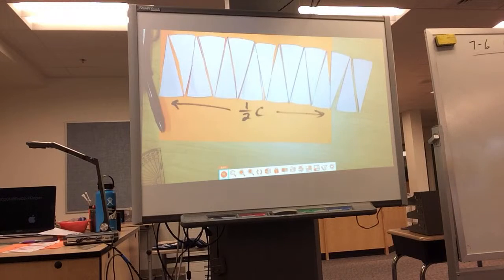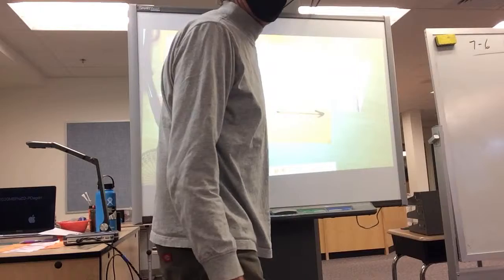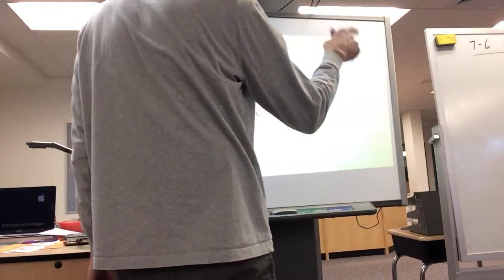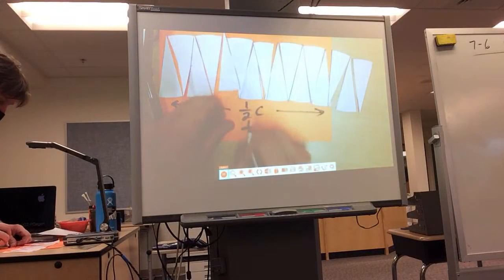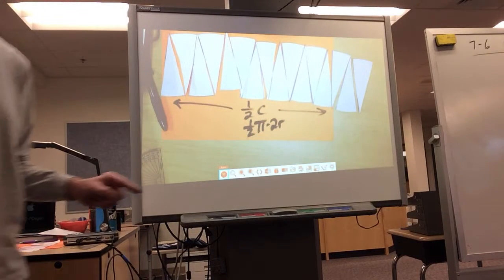Okay, but now, this base here is half of the circumference. And the circumference is equal to pi times 2r. So I could say 1/2 times pi times 2r instead of half of c.